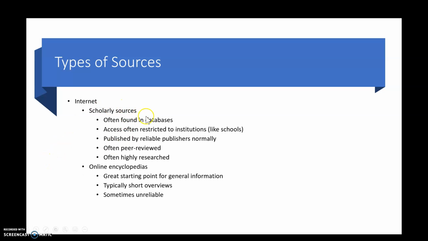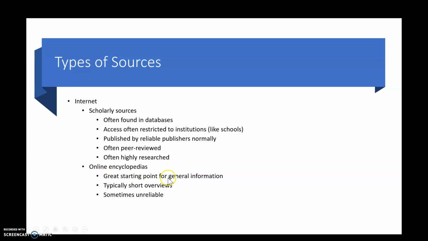And also on the internet, you have scholarly sources. These are the ones found in databases. Access is often restricted to institutions like schools. They are published by reliable publishers normally, often specific lit mags, journals, things like that. Often peer-reviewed, often very, very highly researched.